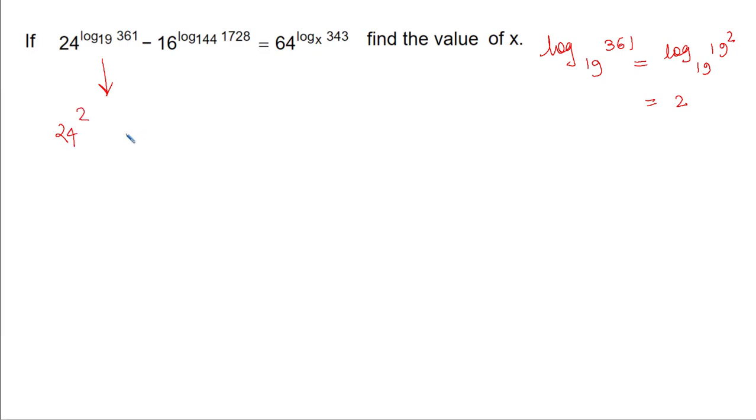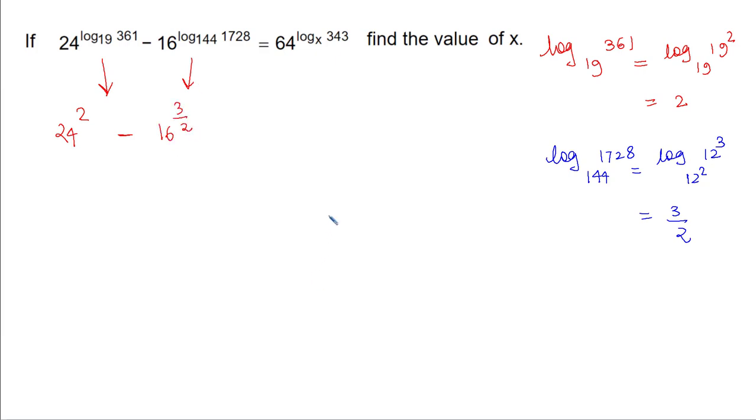After that, the power of the second term is log of 1728 to the base 144. This is equal to log of 12 cube, since 1728 is 12 cube and 144 is 12 square, to the base 12 square. So the value of this is nothing but 3 divided by 2. So the second term is equivalent to 16 to the power 3 divided by 2.